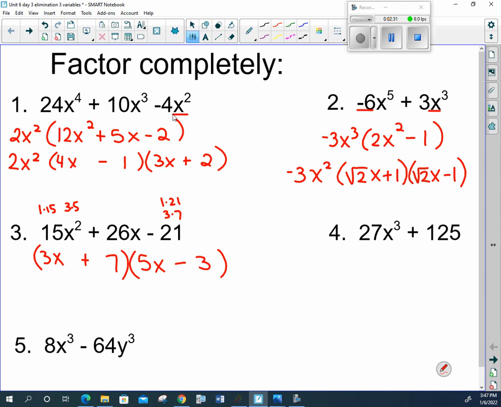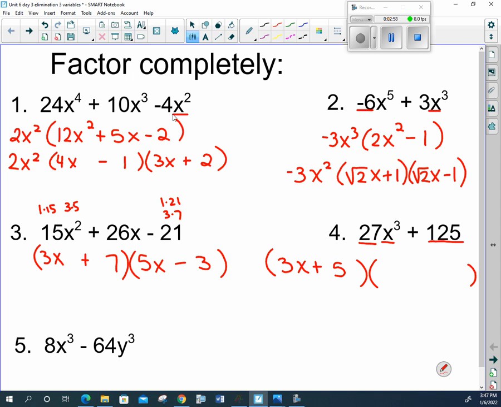Okay, number 4 is sum of cubes. 27 is a perfect cube, x to the third is a perfect cube, and 125 is a perfect cube. So we're going to take the cube root of all 3 of those terms so that we can get our first parentheses. So cube root of 27 is 3. Cube root of x to the third is x, plus, the sign stays the same, and then the cube root of 125 is 5.